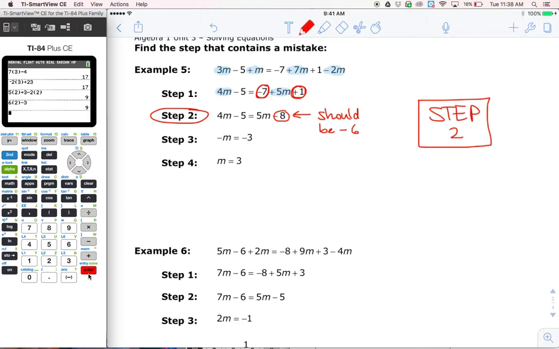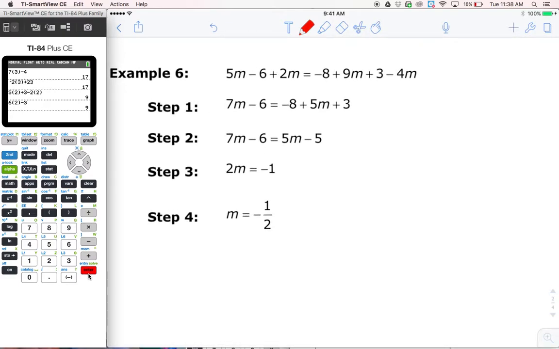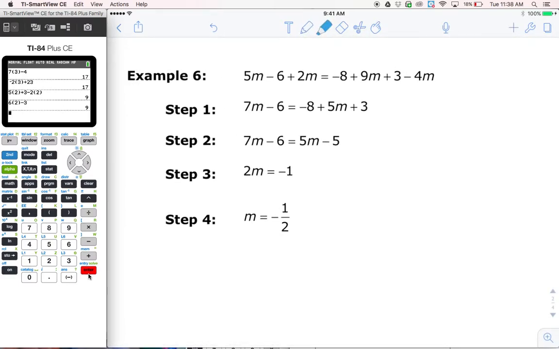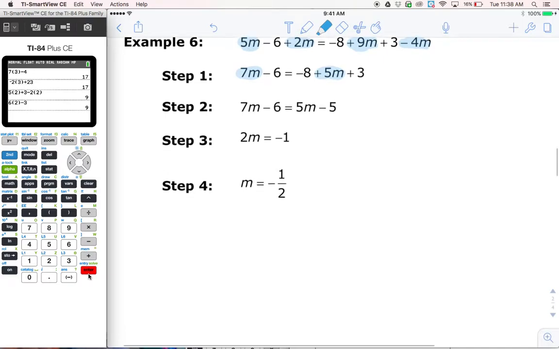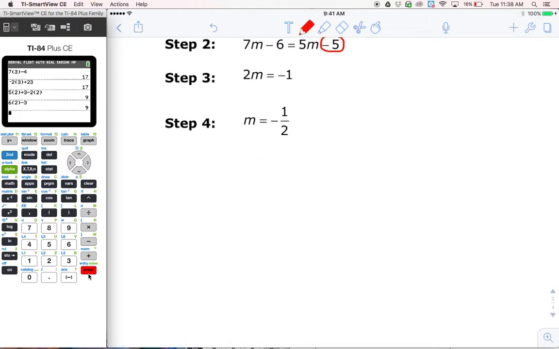Okay, all right, last but not least, here we go, example 6. Let's see what they did, see if we can spot the mistake. Okay, looks like they combined 5m plus 2m and got 7m. That works. On the right side, though, we've got 9m minus 4m giving us 5m. Okay, that also works. Again, left side didn't change yet. And the right side, negative 8 plus 3 gave us negative 5. Yep, that works.